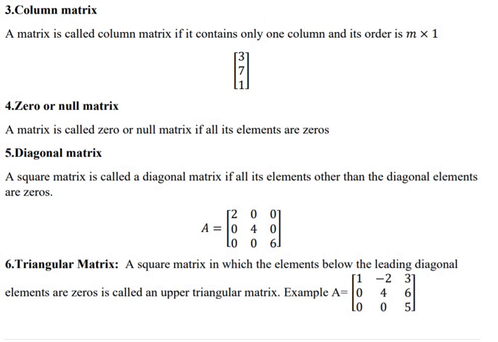Next is a triangular matrix. A square matrix in which the elements below the leading diagonal elements are zeros is called an upper triangular matrix. Here is an example in which you can see the elements in the principal diagonal or in the leading diagonal are 1, 4 and 5, and all the digits below those principal diagonal elements are zeros. Hence it is an example of an upper triangular matrix.